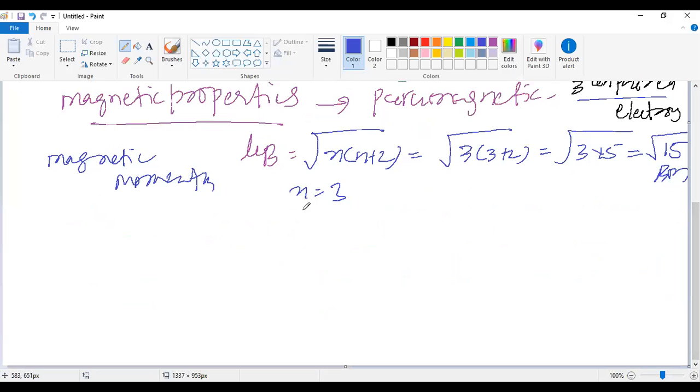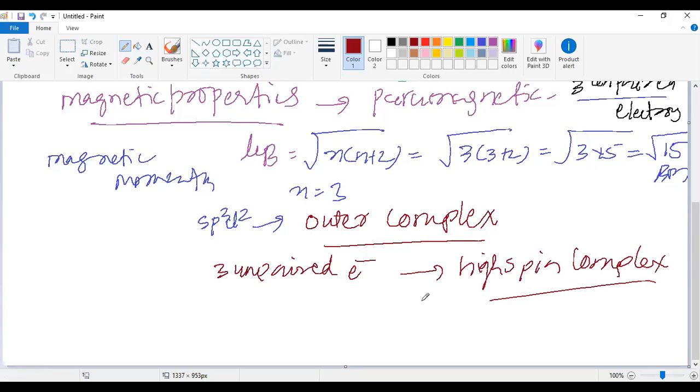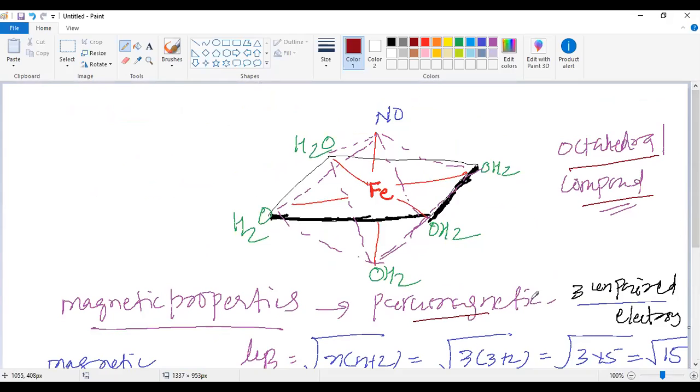We need to remember a few more things here, my dear students, that here we have sp3d2 hybridization. So it is an outer complex. Please remember that it is an outer complex, and as we have three unpaired electrons, the complex is a high spin complex. So it is a high spin complex. It is an outer complex. We have the magnetic moment calculated for it. We have seen the paramagnetic behavior also, and we have this octahedral complex available for it.